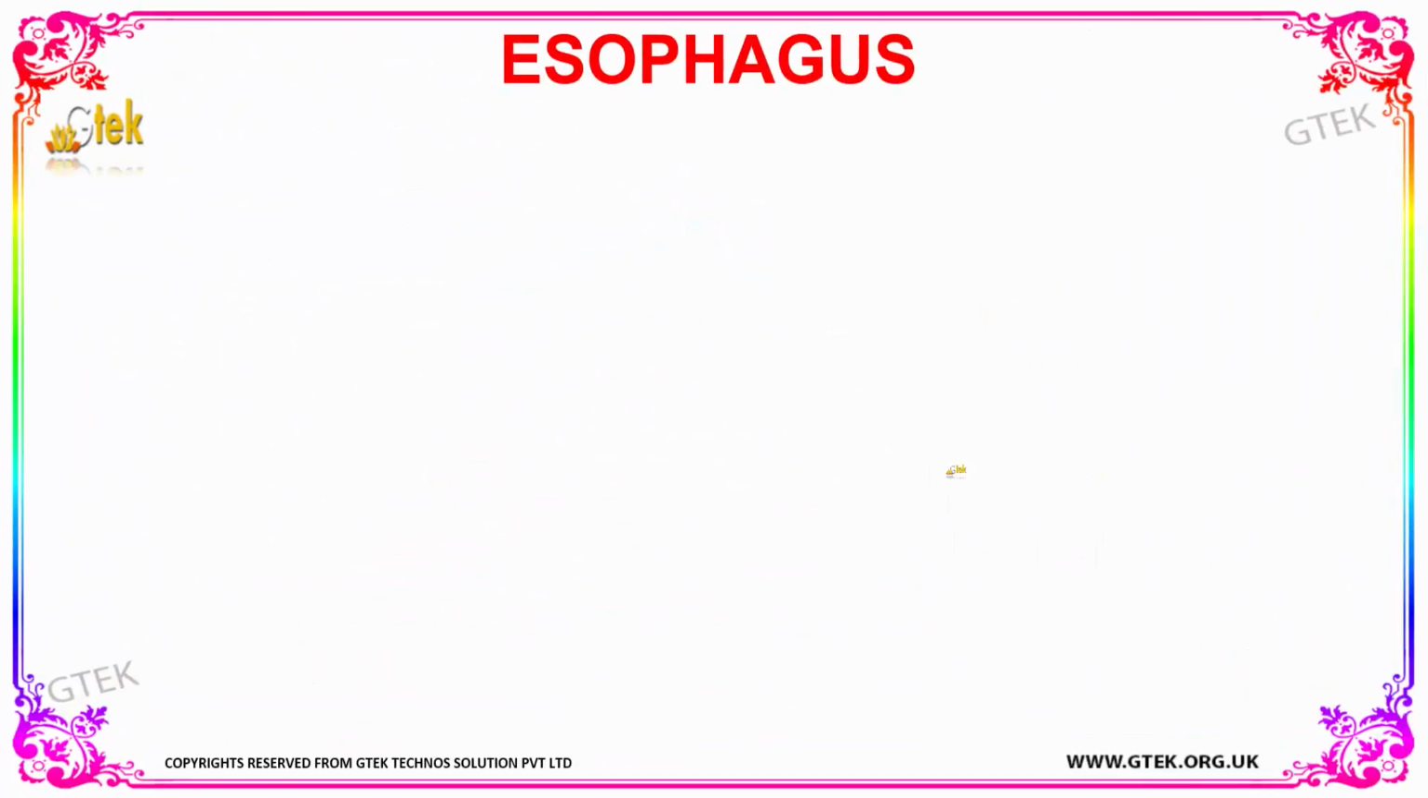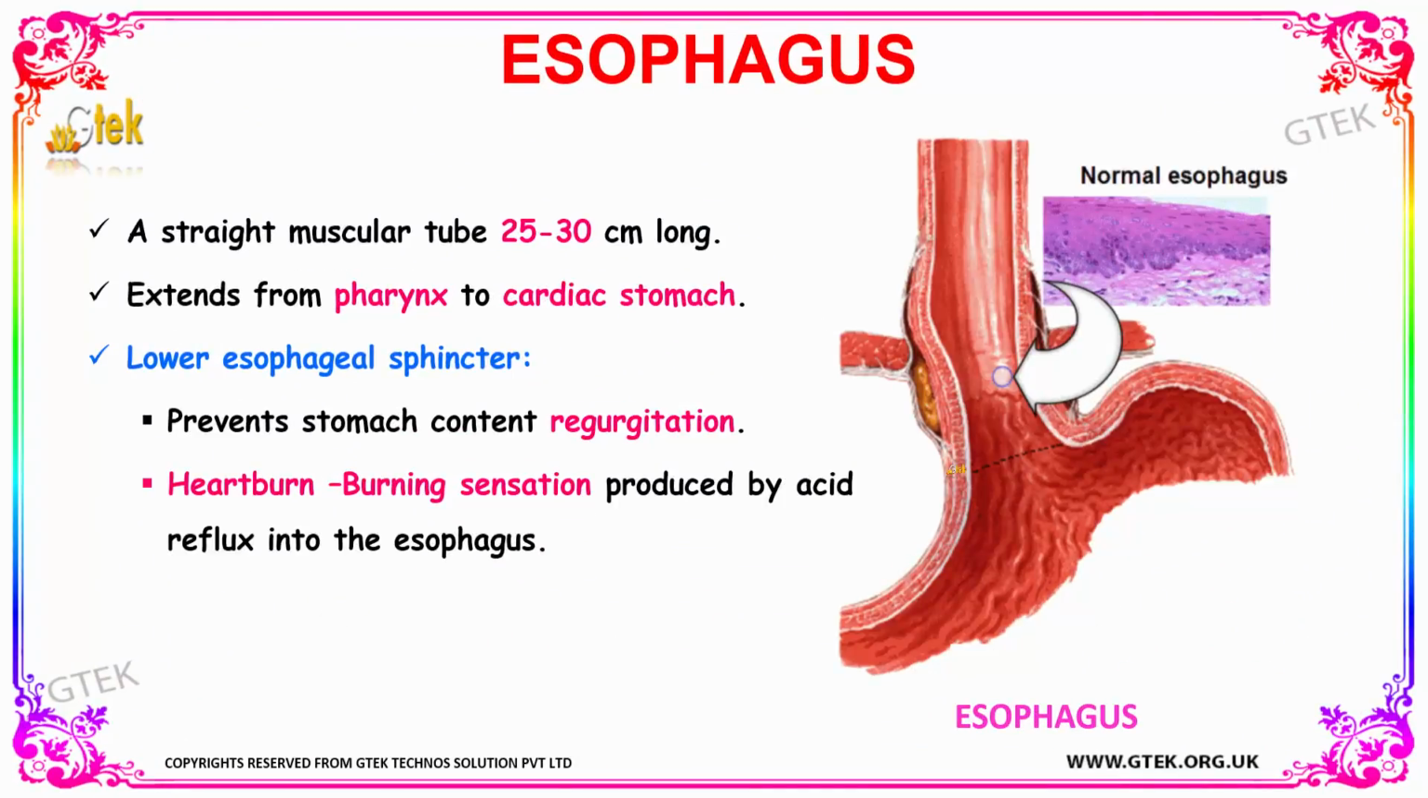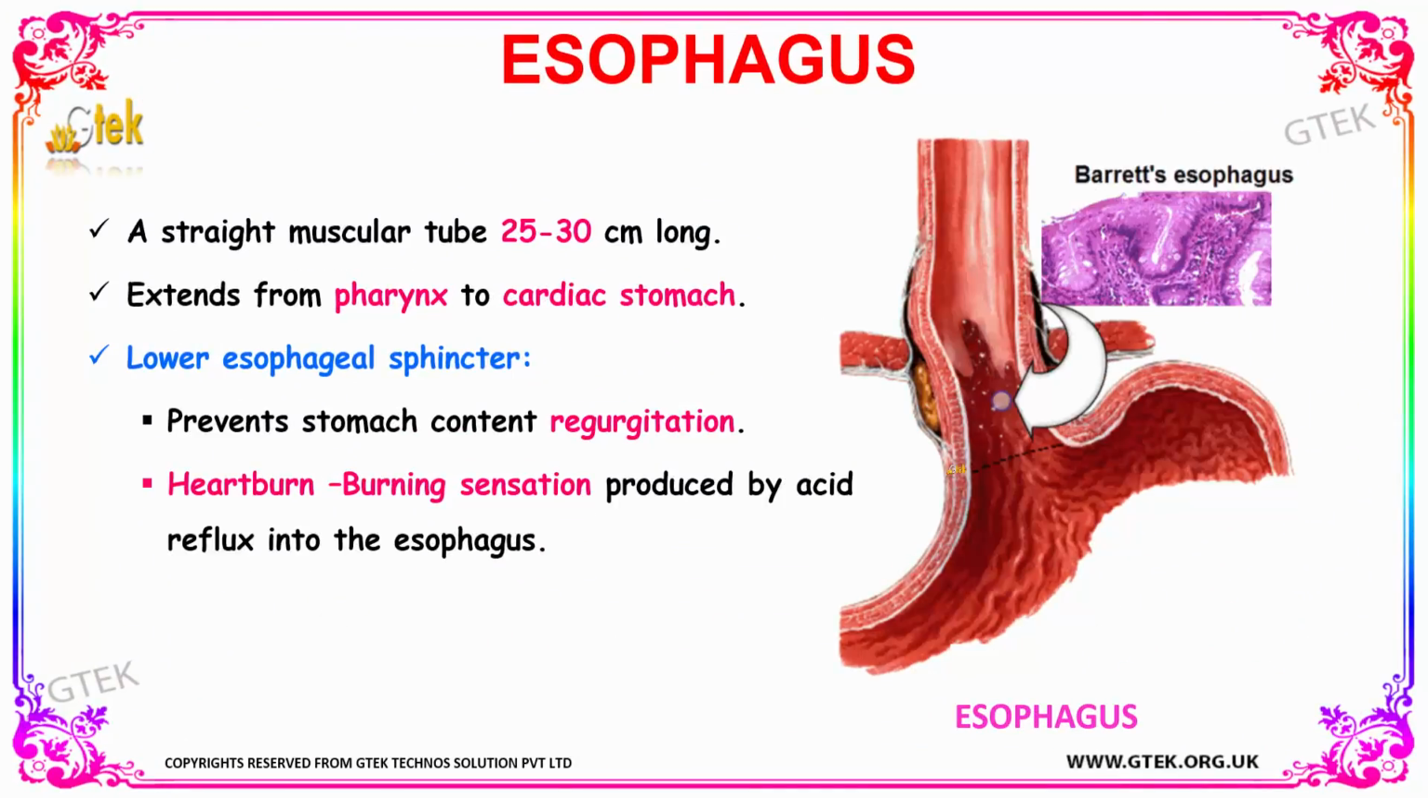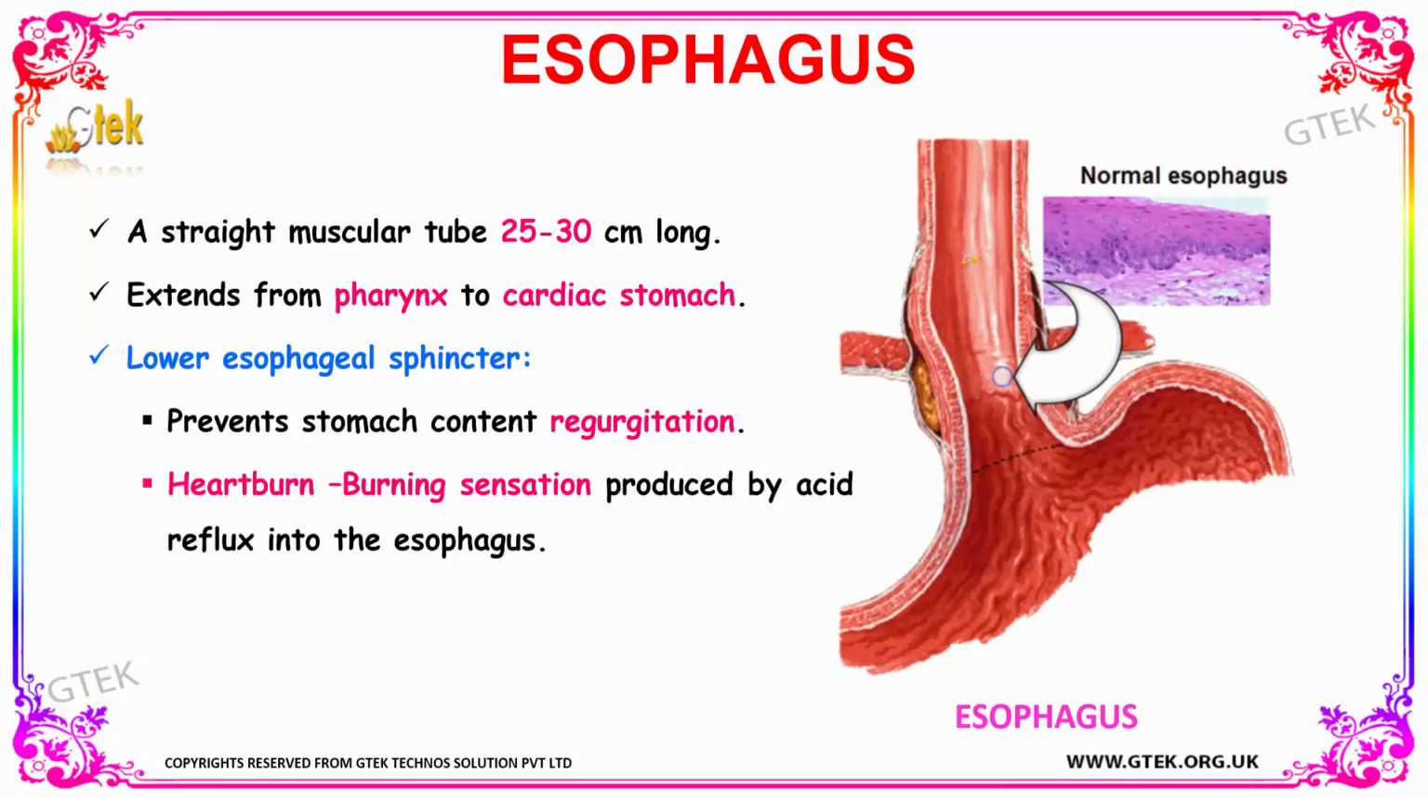Let us see what the esophagus is. The esophagus is a straight muscular tube 25 to 30 cm long, and it extends from the pharynx to the cardiac stomach. The lower esophageal sphincter performs the function of preventing the stomach content from regurgitation.